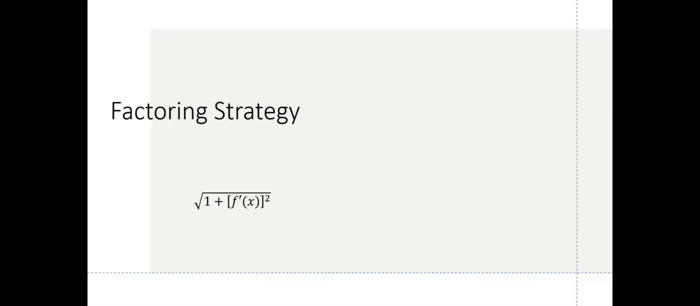So with factoring, the whole strategy is I want to be able to take that 1 plus the derivative squared, and I want it to simplify down to some binomial that's squared. That way, when I stick it in the square root, the square and the square root will cancel, and I just have a plus b, whatever that ends up being, left to integrate. So much easier than what we started with, that square root.